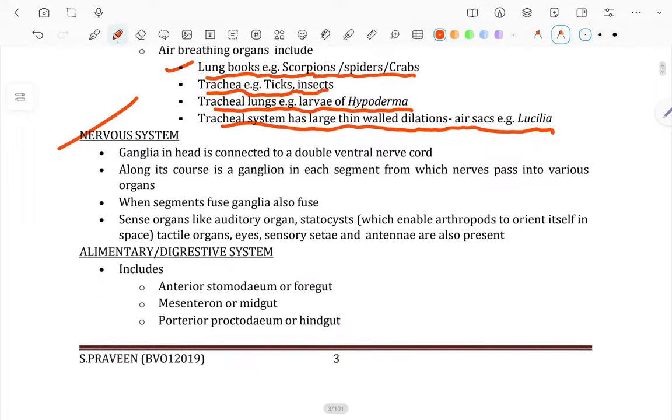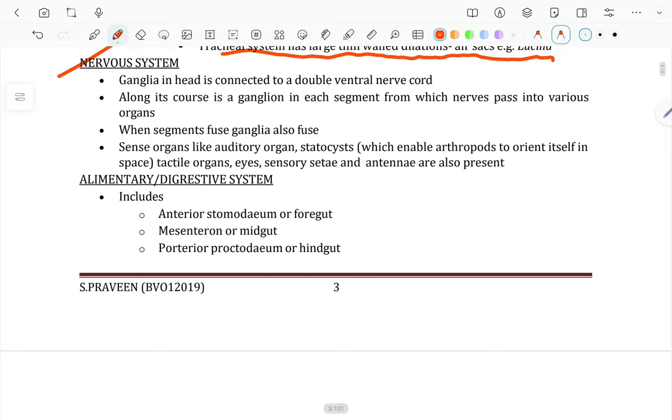Nervous system. Ganglia in the head are connected to a double ventral nerve cord.